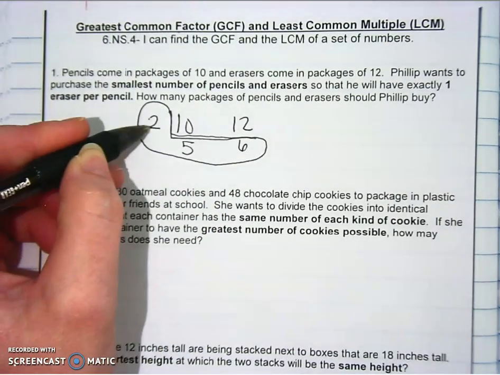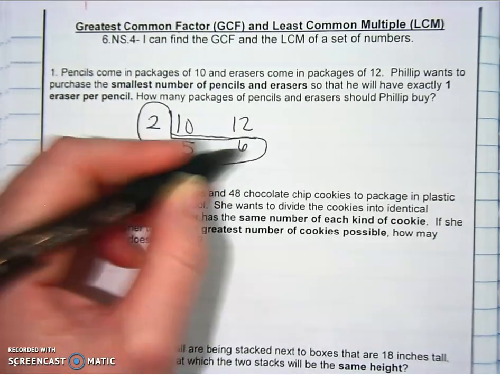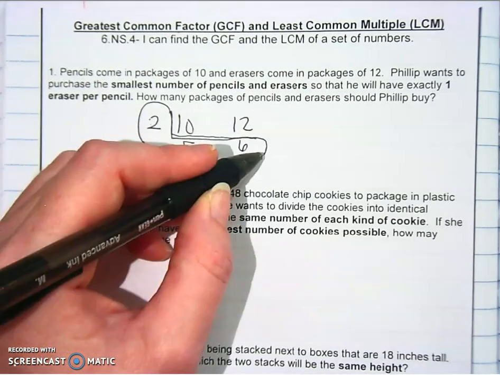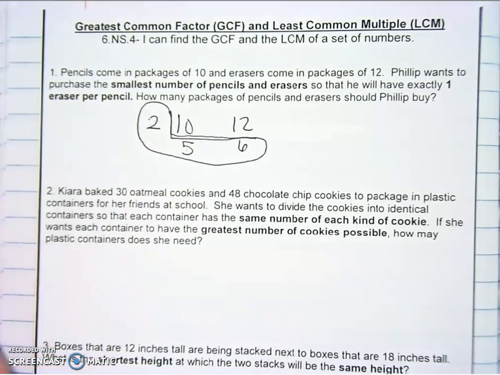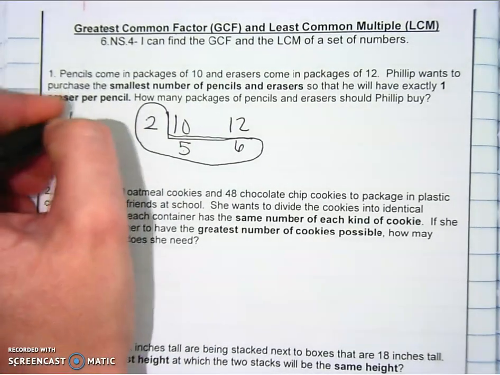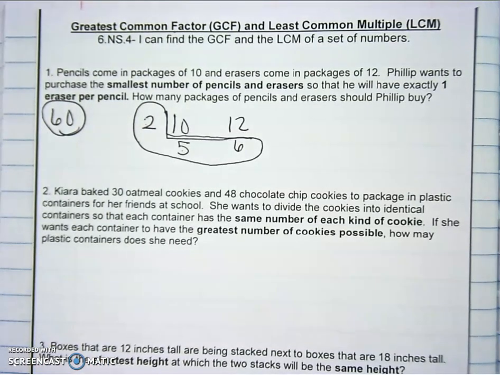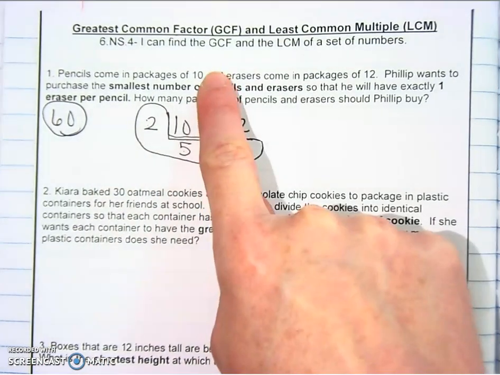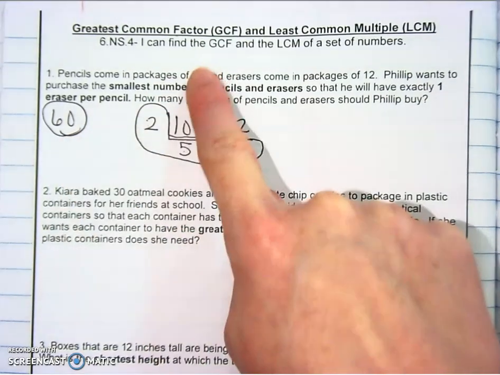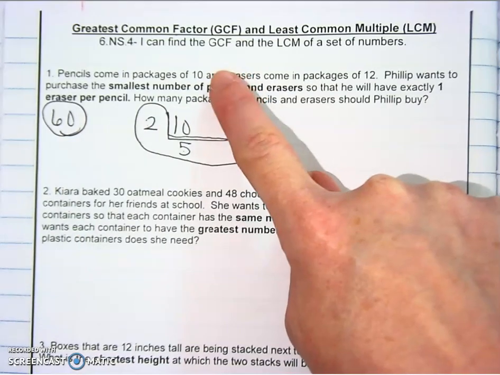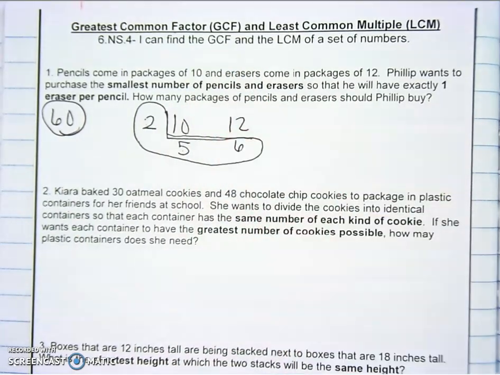And what we're going to do is multiply 2 times 5 times 6. So 2 times 5 is 10. 10 times 6 is 60. So 60 is the number that we're looking for in each set. But we have to look at each number and go back. So what times 10 will get me to 60? Well, I know that if I multiply 10 times 6, that gets me to 60.